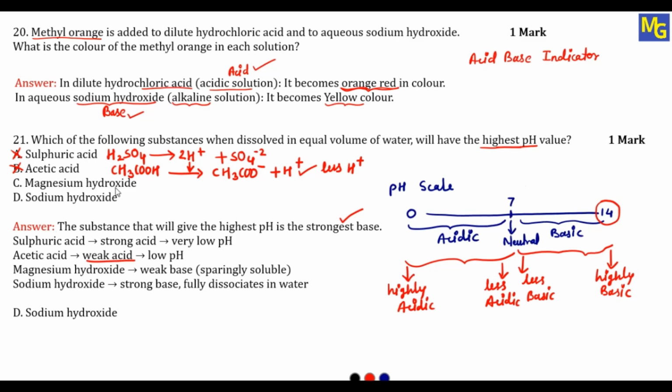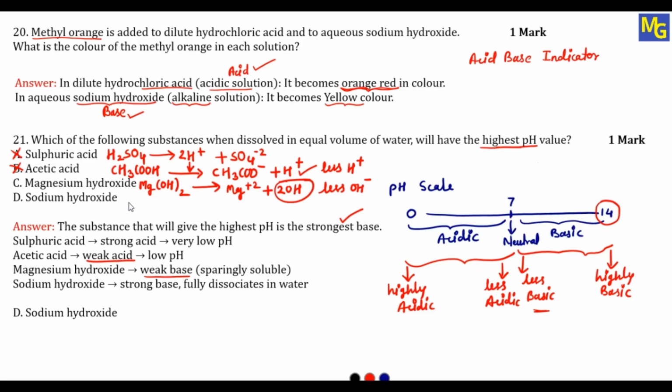Now if you go for magnesium hydroxide, it is a base, Mg(OH)2. It is a base because when it is added in water, it splits into Mg2+ and 2OH-. It gives OH-. But because it is a weak base, it will not give more OH-. It gives less OH-. Less OH- means what? It is less basic. So its pH will be somewhere near 8, 9, 10 like this. So in the question, as I told, it is the highest pH. Now we will focus on the next one.